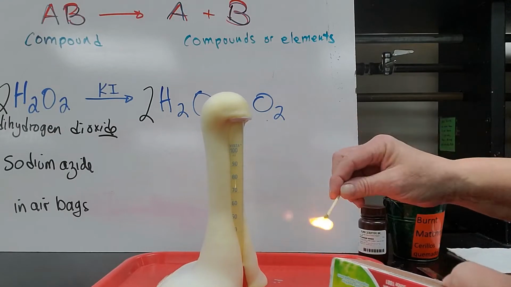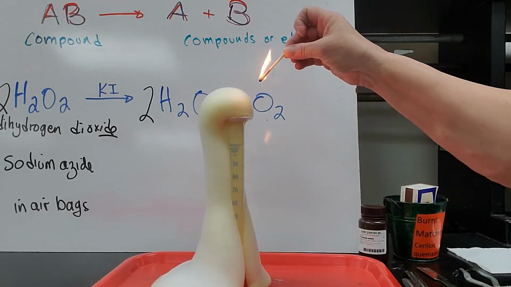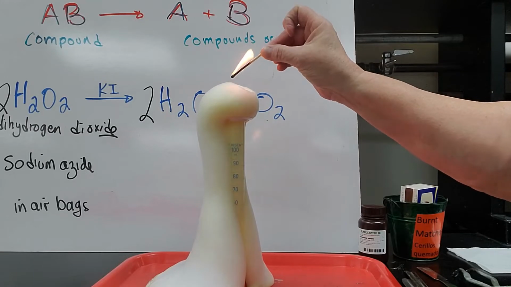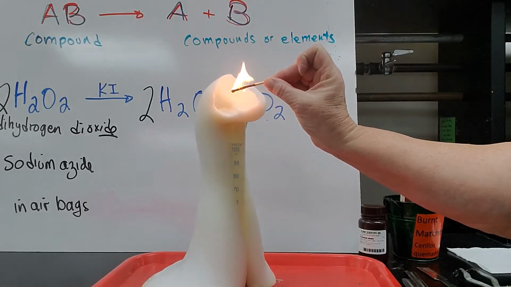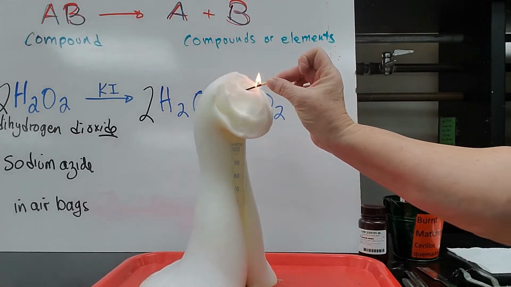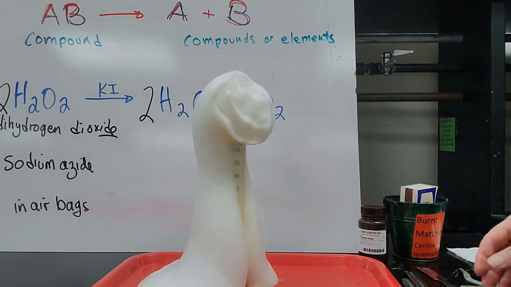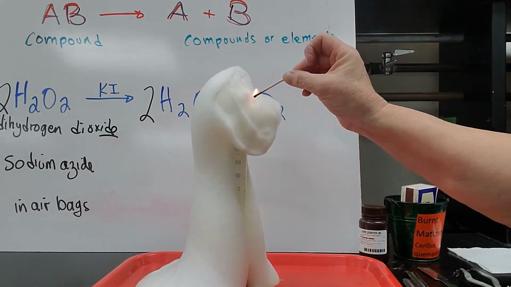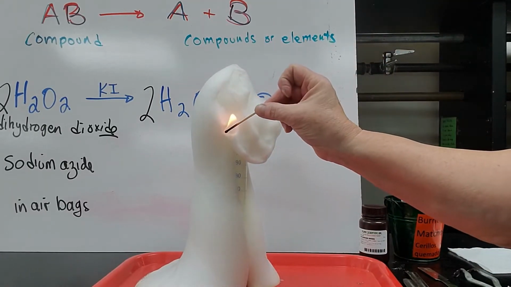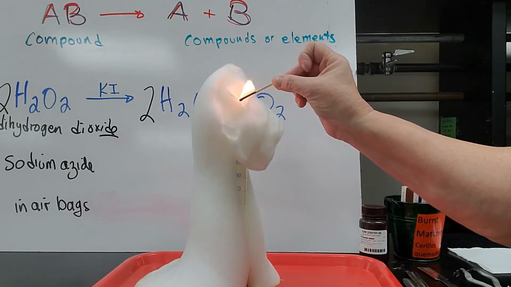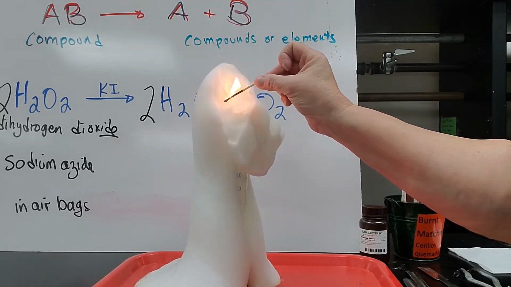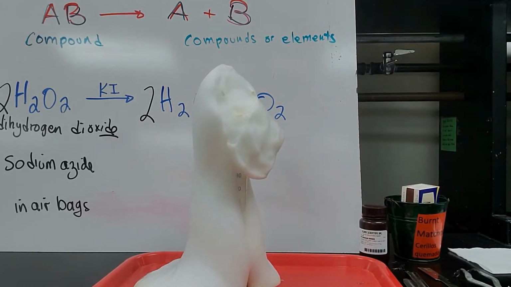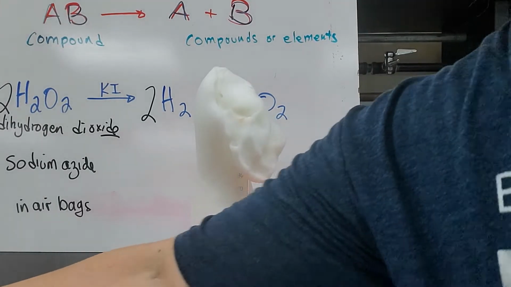So I'm going to take my match, and I'm going to see what type of gas it is. Okay, notice that the flame is burning brighter. Ooh, let's do that again. And so that means that I have oxygen gas being formed. So this is called the splint test. I'm using a match, or you could use a wood splint, but it's a splint test for oxygen gas.